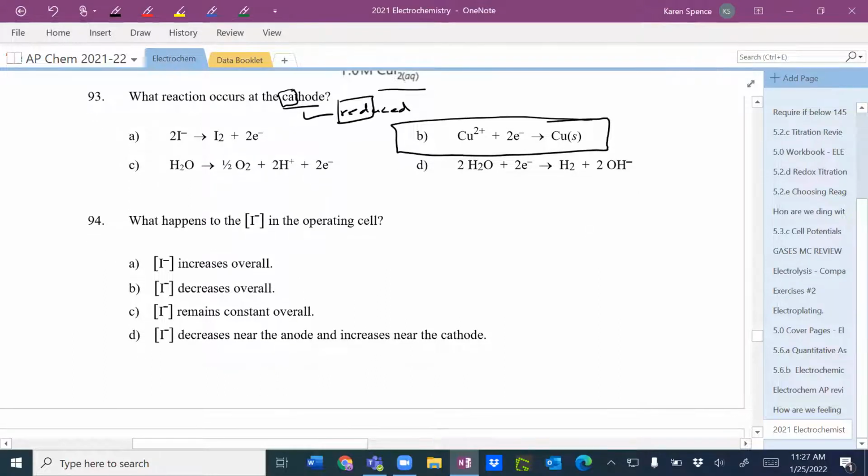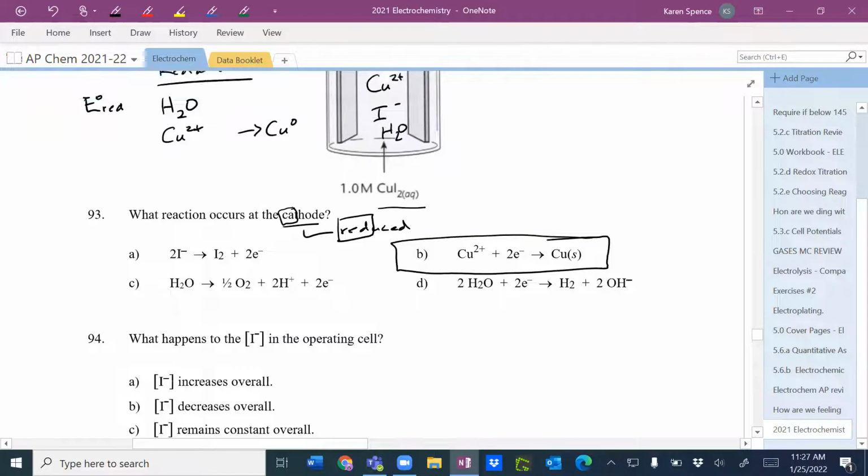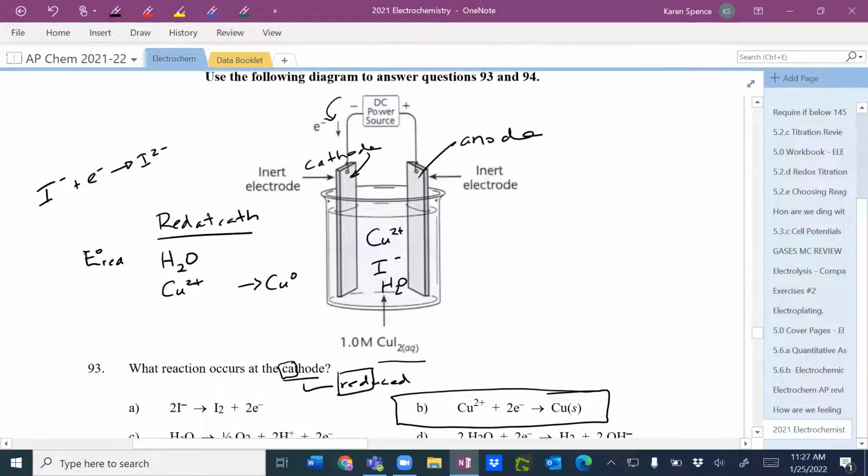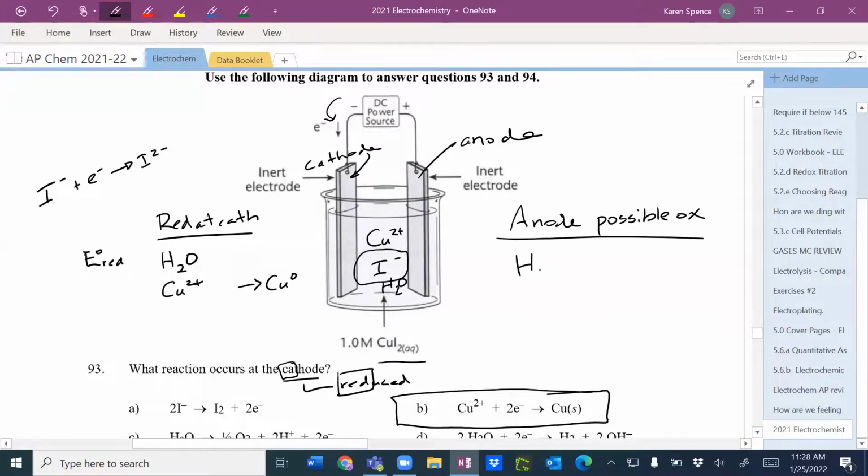94, what happens to I minus concentration in the operating cell? Well, that's going to depend on whether I minus is actually the thing reacting. So at our anode, we have to look at our possible oxidations. And of course, water is always an option. We have an inert electrode, so we don't have to worry about whether the electrode is going to react. We have I minus, so we're really comparing water and iodide, and we're going to look at their oxidation potentials.